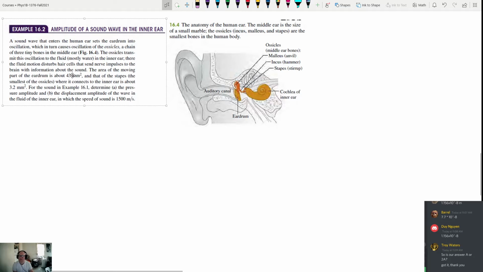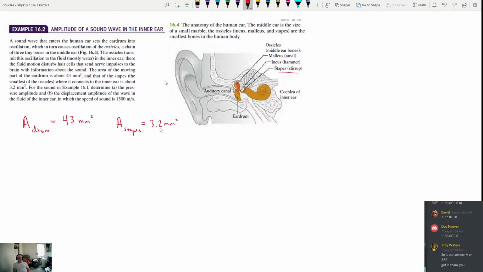That's pretty cool. The area of the moving part of the eardrum is about 43 millimeters squared. So this is the area of the eardrum. So let's call it the area of the drum is 43 millimeters squared. And that of the stapes, the smallest of the ossicles where it connects to the inner ear, is about 3.2 millimeters squared. So the area of the stapes, which is the stirrup. Okay, so this is the outer area, but this area here is much skinnier. It's 3.2 millimeters squared.